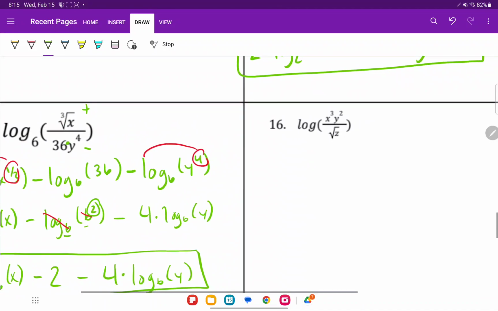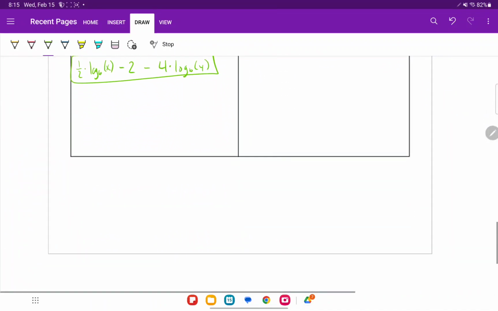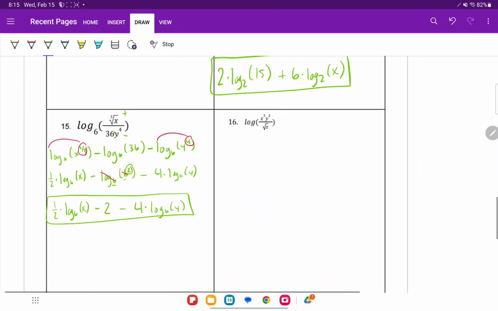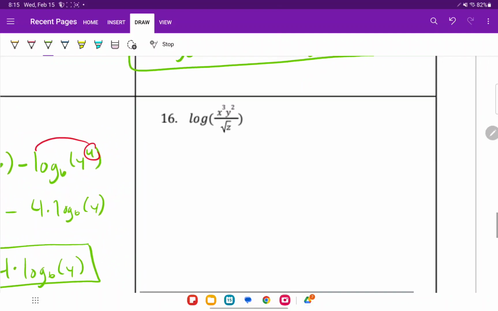All right, moving on to number 16. And let me just verify. Yeah, that's going to be our last problem here. So let's take a look at number 16. Again, anything on the top is addition. Anything on the bottom will be subtraction. So there's no base here, so we know it's a common logarithm. Base is 10. I'm not going to write it in there.